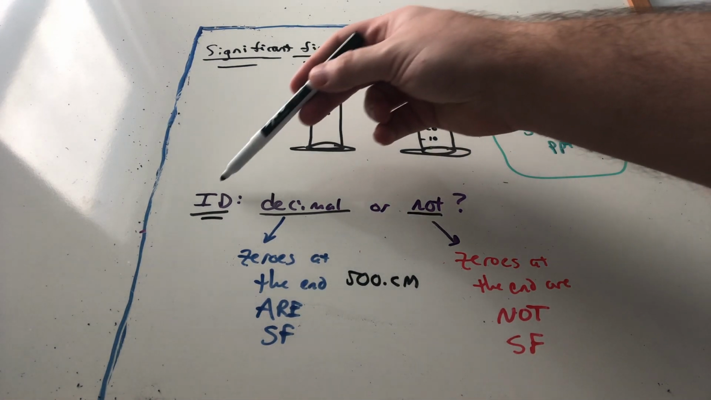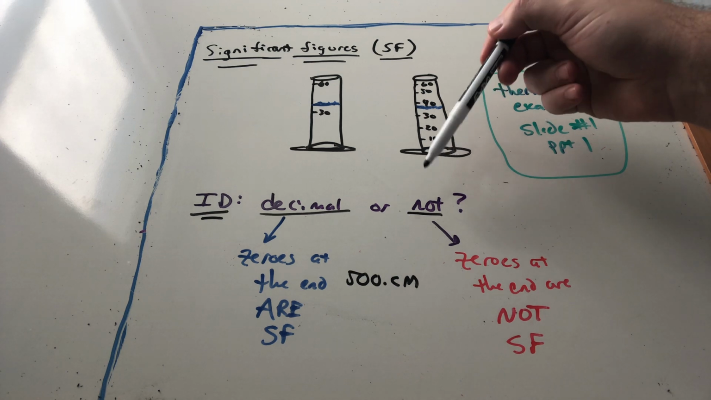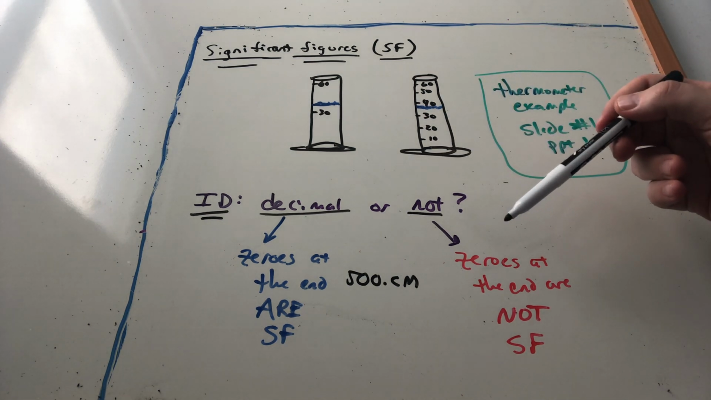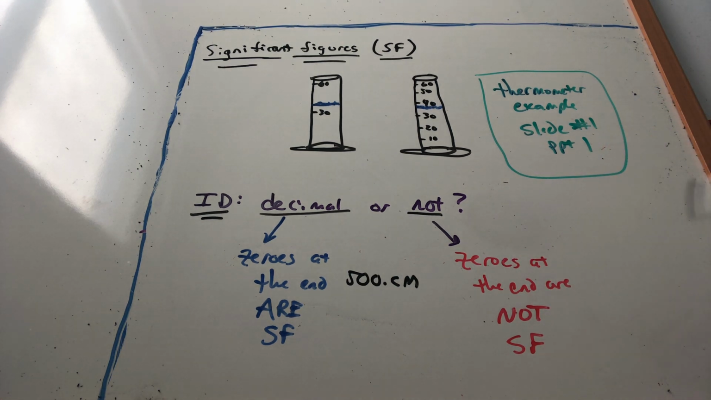Let's take a look at a counterexample. If you have a situation where you look at a measurement and there's no decimal place at all, there's no decimal point, then zeros at the end are not significant figures.